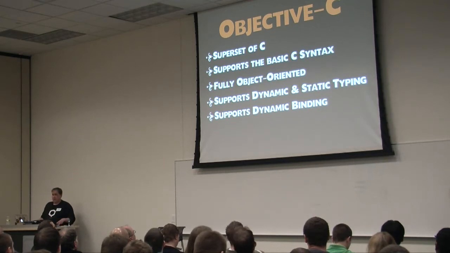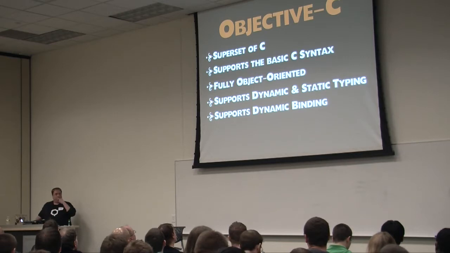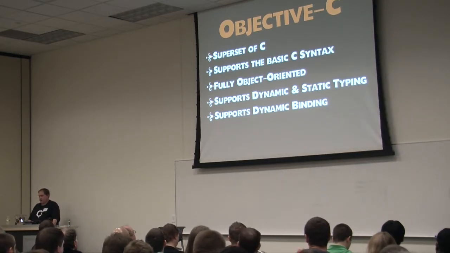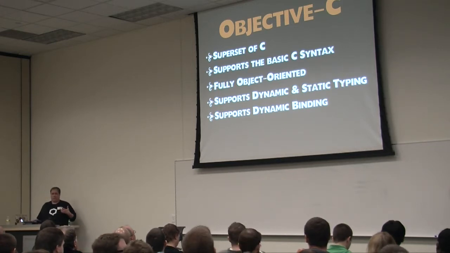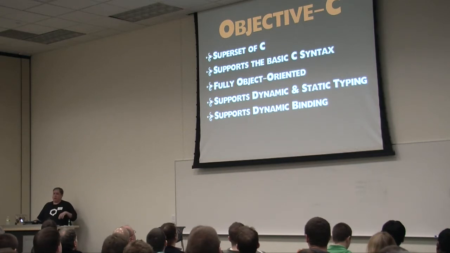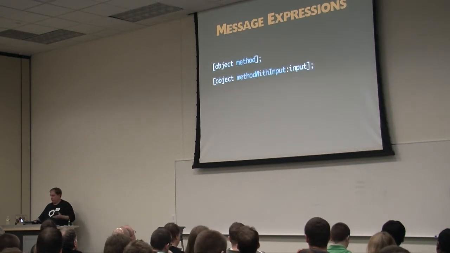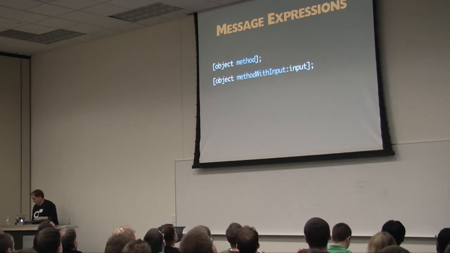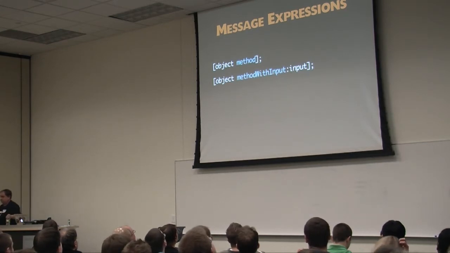It also supports dynamic and static typing. Most of the time you're going to see static typing, but for objects it does support dynamic typing and dynamic binding as well. So at its core, it's actually pretty simple. I'm not going to review C syntax, but I am going to talk about what about Objective-C looks initially kind of weird. As you'd expect in an OO language, it supports message expressions.